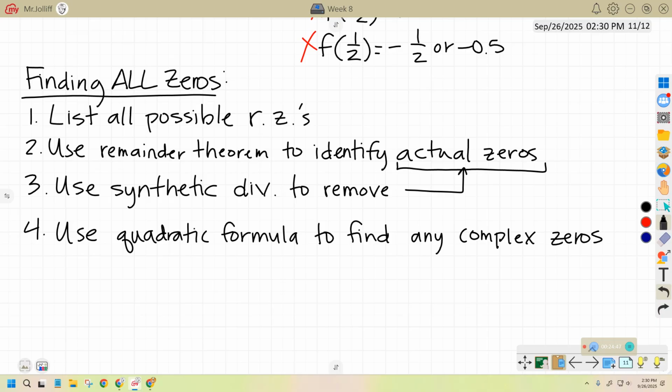Before we do our examples, I want to put a little note up here next to number 1. It is possible, as we've seen from examples in class, that the entire polynomial is factorable right off the bat. So before you jump into listing all of the possible zeros, you should check if the original polynomial is factorable.